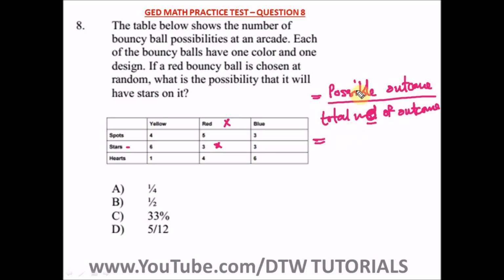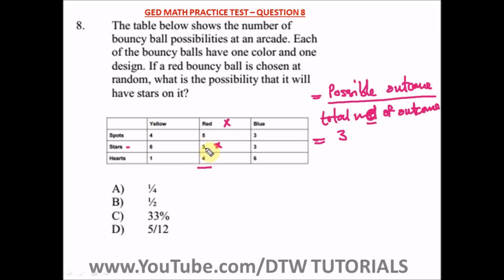We have what? 3. So our possible outcome is what? 3 star red bouncing balls. Okay, and what's the total number of outcomes of the red balls? The total number of outcomes is what? 5 plus 3 plus 4.